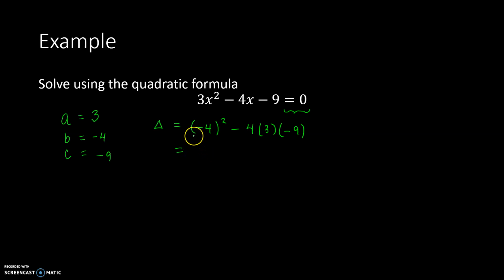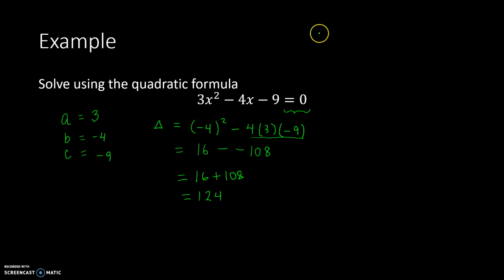If we're not using a calculator, we would take -4 and square it, which means that it would become a positive 16. And then we're going to subtract a negative, because this 4 times 3 times 9 would wind up being a negative number. So it's 12 times 9, which is 108. And then that means 16 plus 108, and that is 124. Okay, now that's our discriminant.